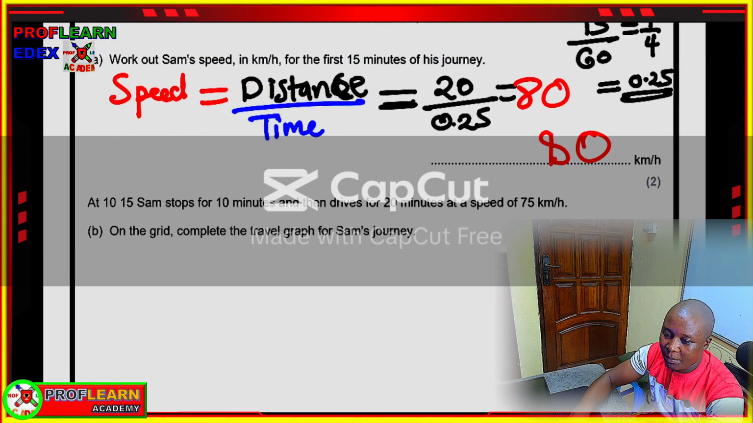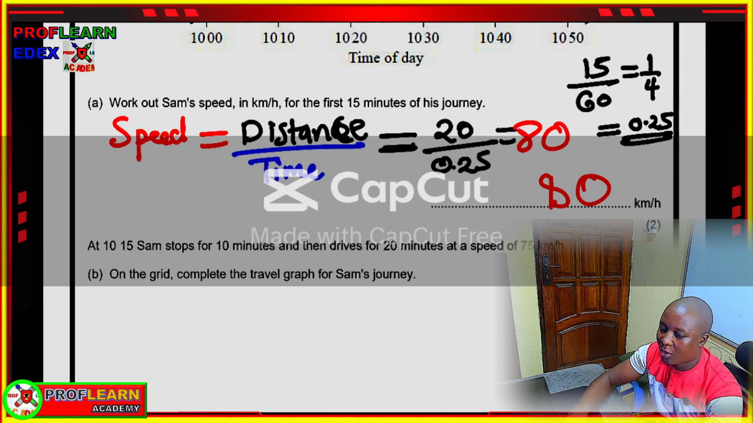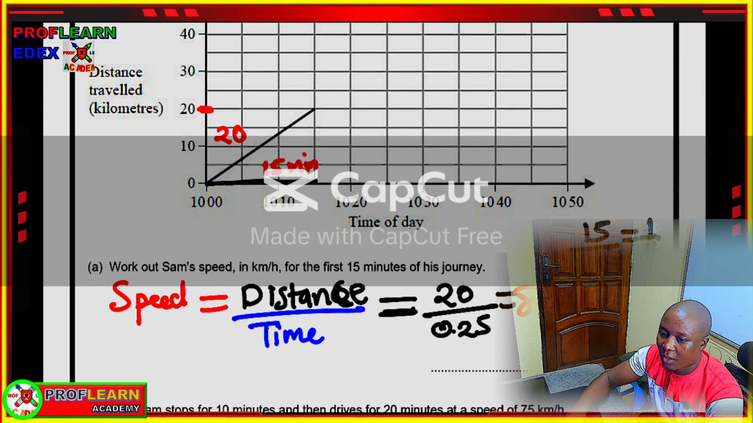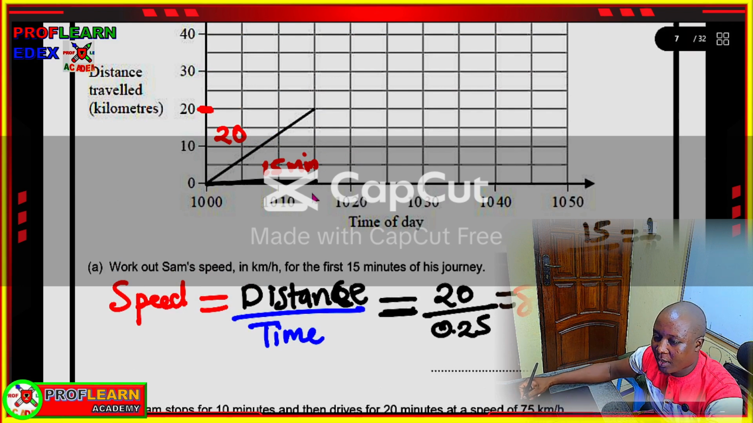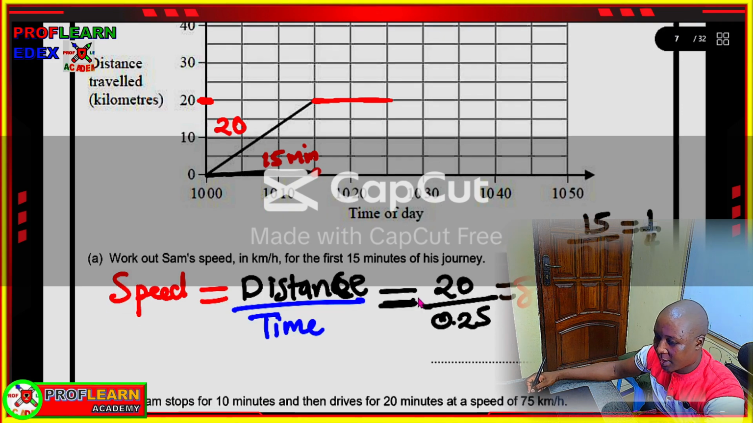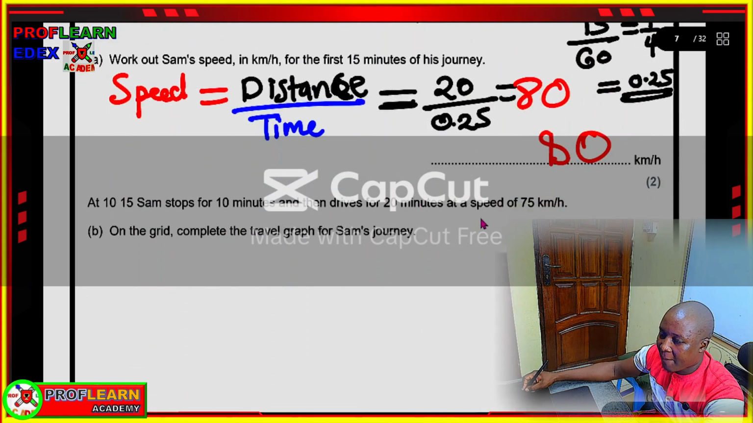At 10:15, Sam stops for 10 minutes and then drives for 20 minutes. So if he stops for 10 minutes, on the distance-time graph, this is 15 minutes plus 10 minutes, that's going to be that. So this graph is going to go straight across at 25. And then he drives for 20 minutes at a speed of 75 km/h.